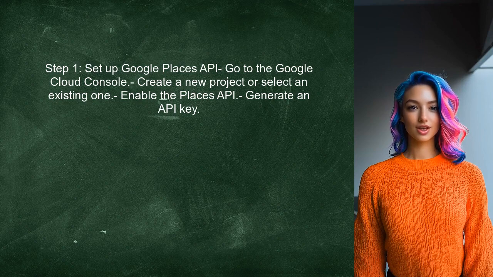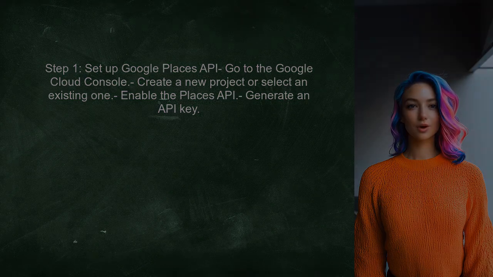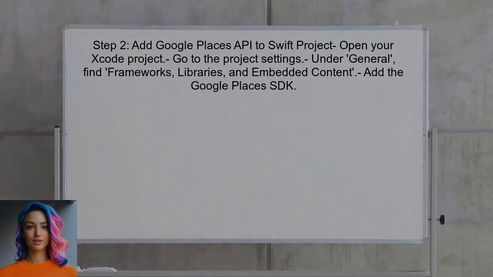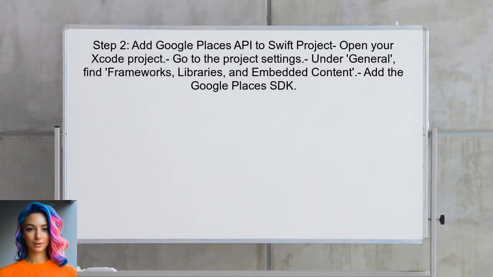To begin fetching nearby places using the Google Places API, the user needs to set up their project with the necessary API key. This key is essential for making requests to the API. Next, the user should add the Google Places API to their Swift project. This can be done by including the necessary libraries in the project settings.